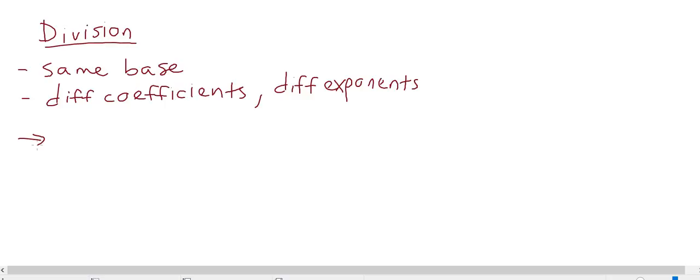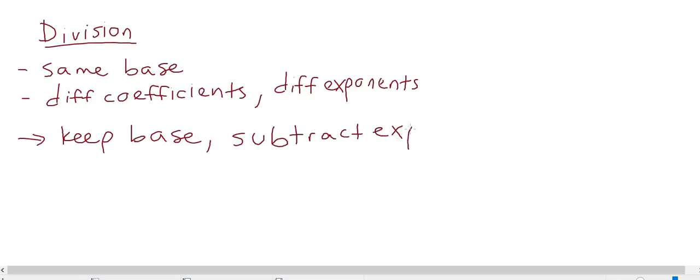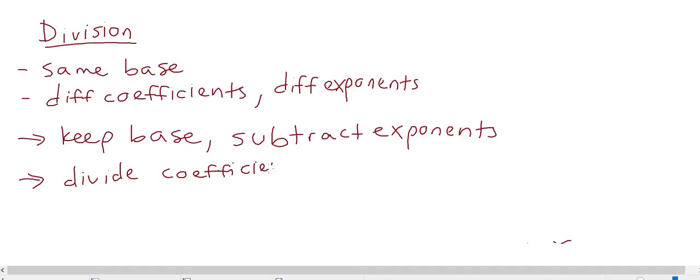So what do you do if you want to divide two monomials with the same base? Keep the base and subtract the exponents. What do you do with the coefficients? Divide them by each other. Let's look at an example.